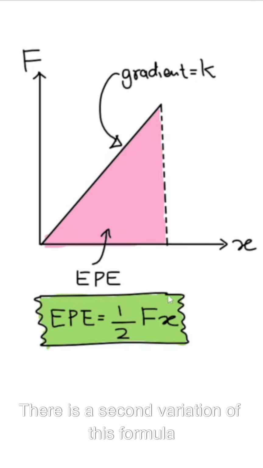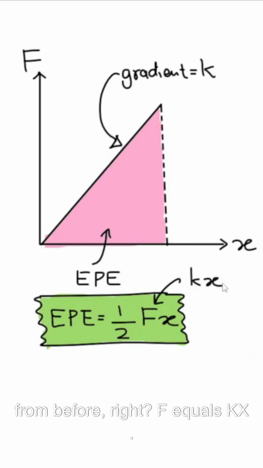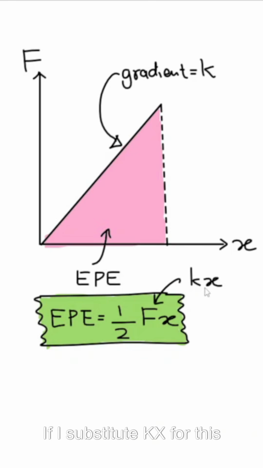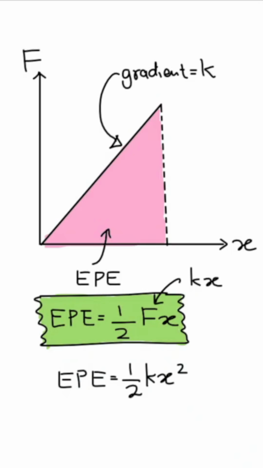There is a second variation of this formula, because we know this F is the same as kx from before, right? F equals kx. Now if I substitute kx for this F, I get another version. Elastic potential energy is equal to half kx, and this x at the end, obviously, that's half kx squared.